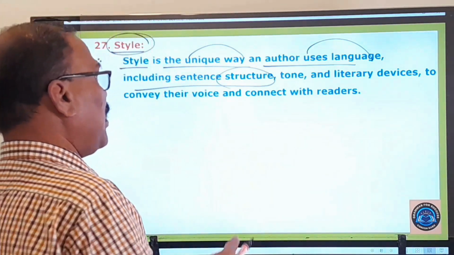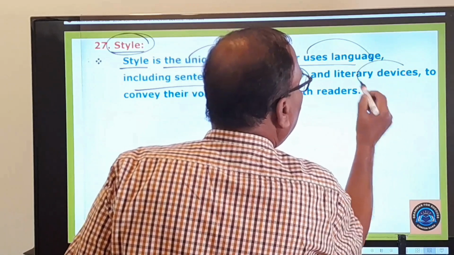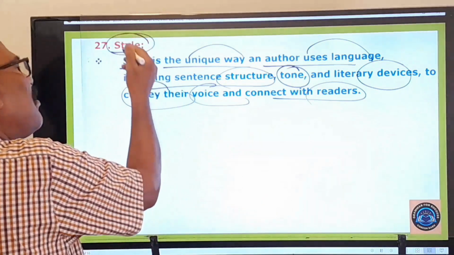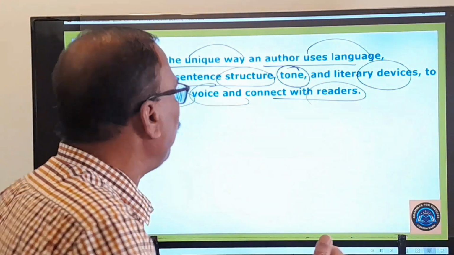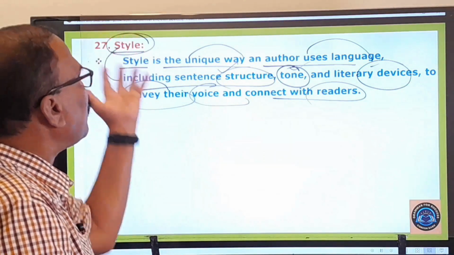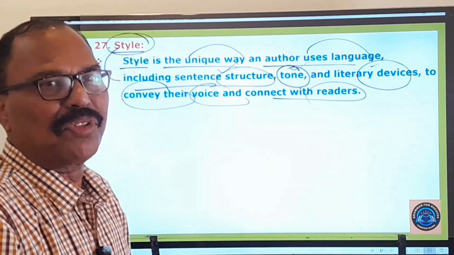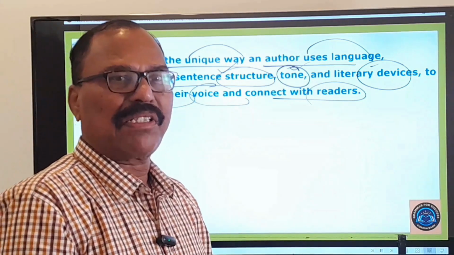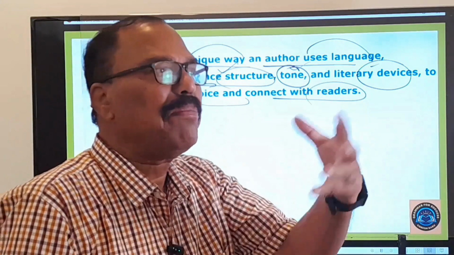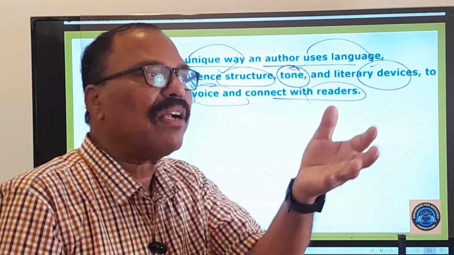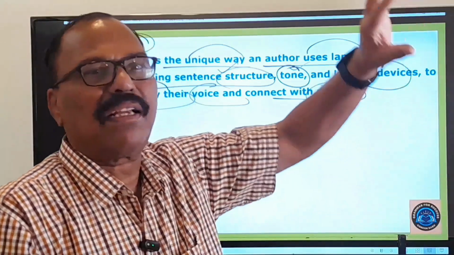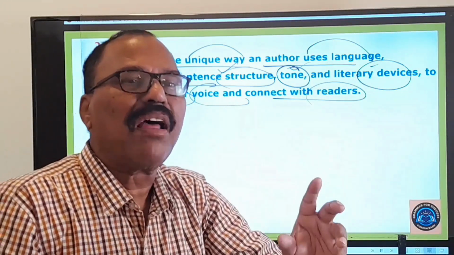And they are very interesting. And the tone, and the literary devices to convey their voice and connect with the readers. So many writers maintain their own style of sentence structure, tone, literary devices, and a special style of attracting readers to him, to her. Jane Austen's novels are there. She employs beautiful language, beautiful imagery, and beautiful literary devices in order to attract the readers and make them keep on reading her books. So that is the style of Jane Austen.